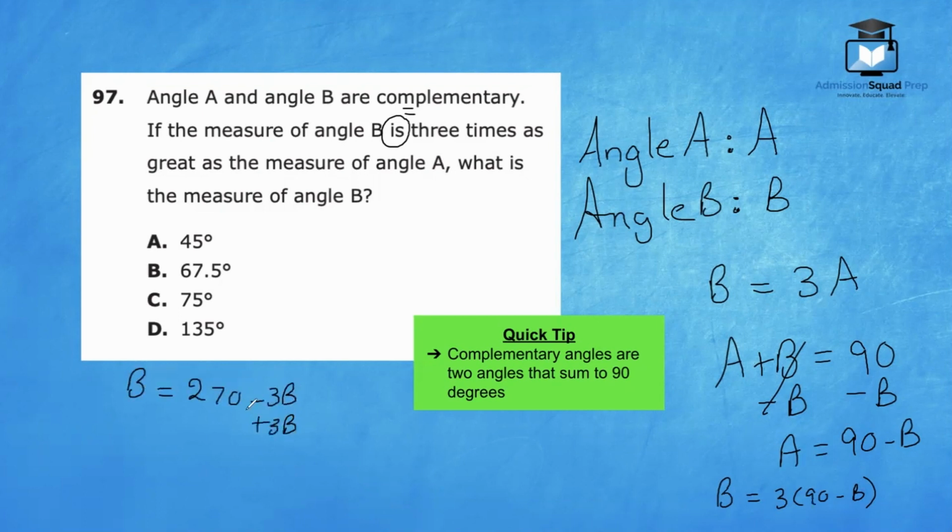We can add 3B to both sides. So 4B equals 270. And now we just need to divide by 4 on both sides. 4 divides into 27 6 times, and 6 times 4 is 24, with a remainder of 3. 4 goes into 30 7 times, with a remainder of 2. And 20 divided by 4 is 5. So the measure of angle B is 67.5 degrees. So the correct answer is choice B.